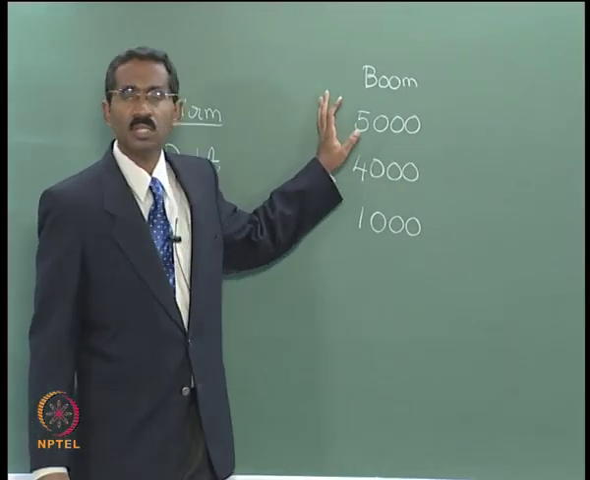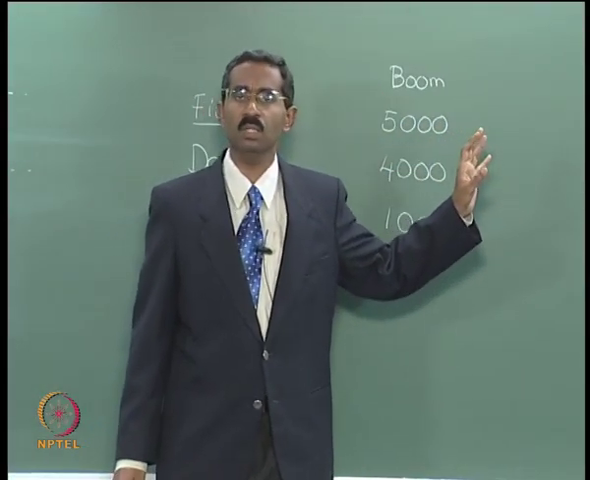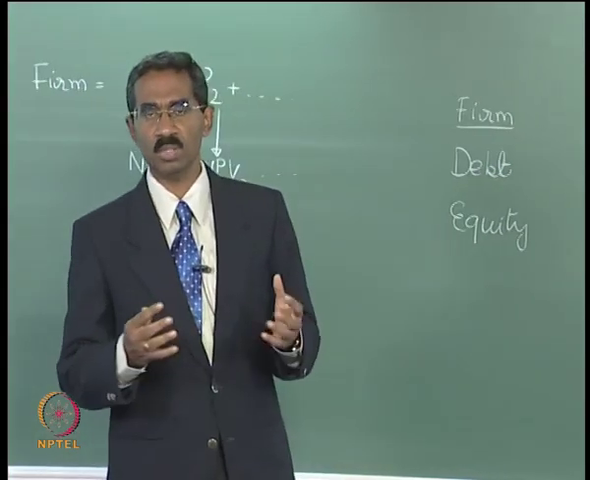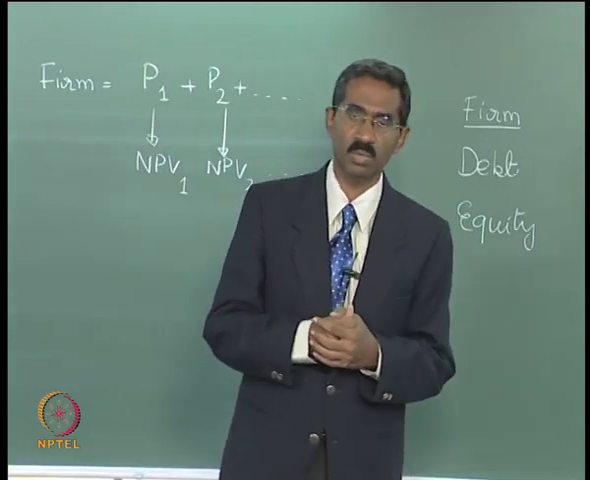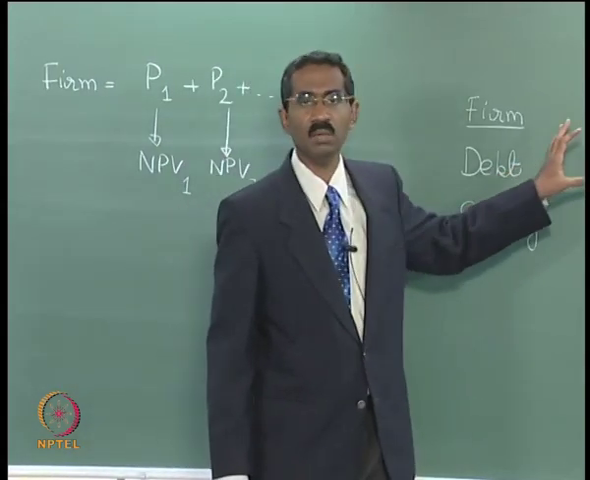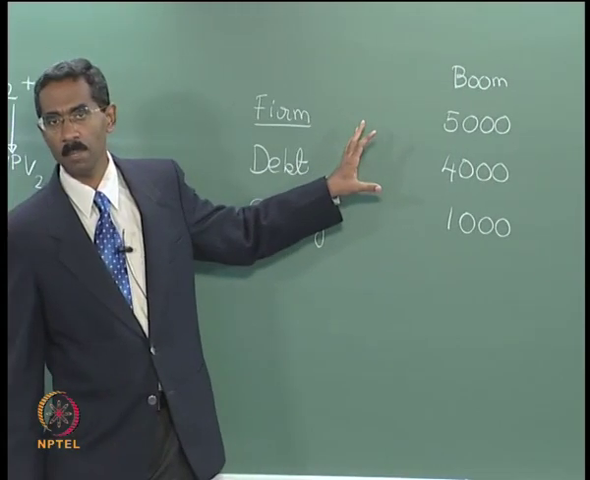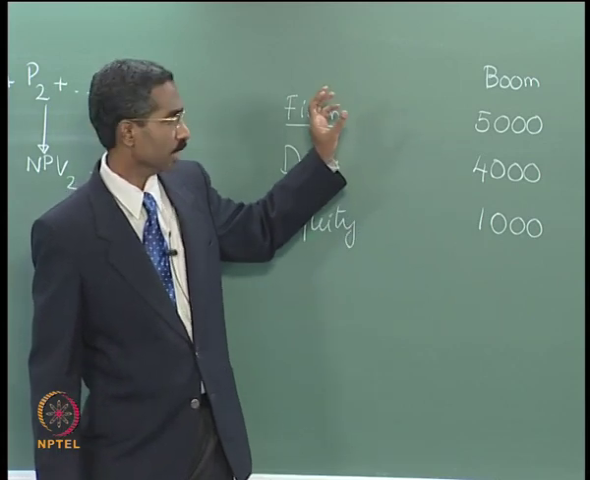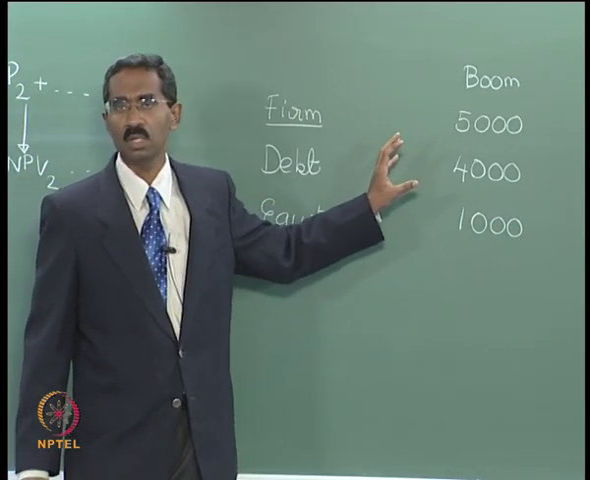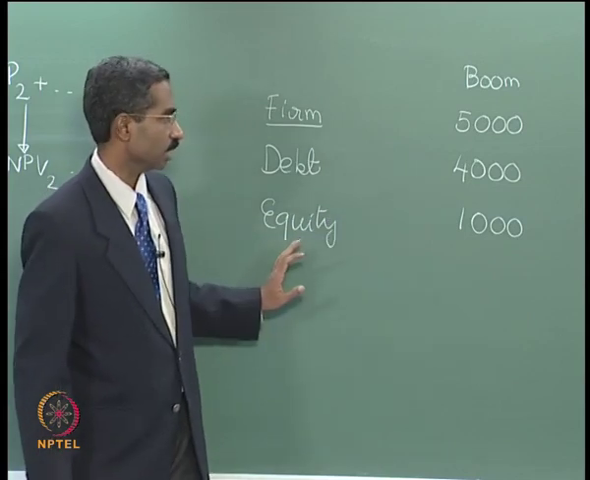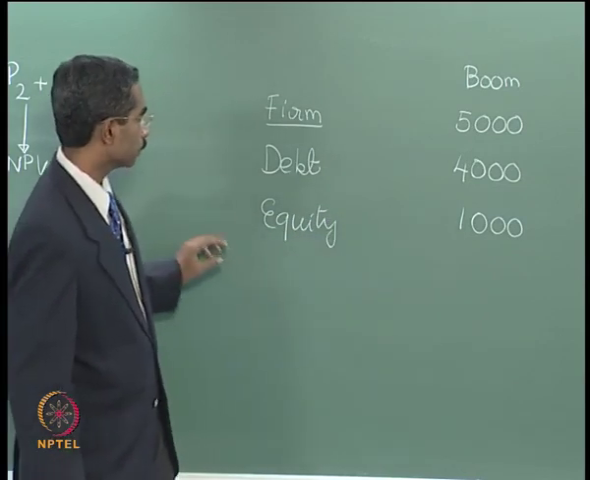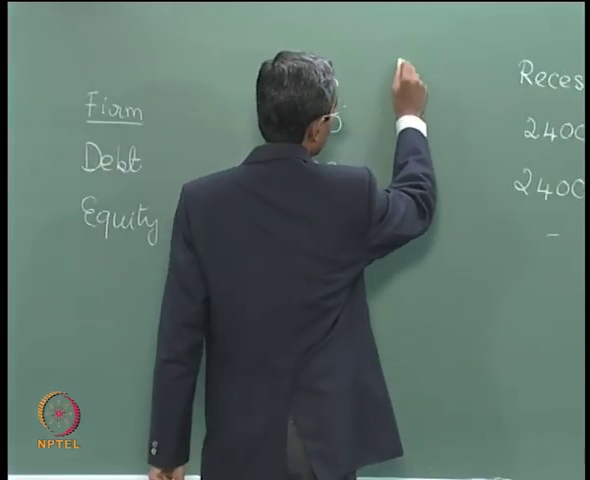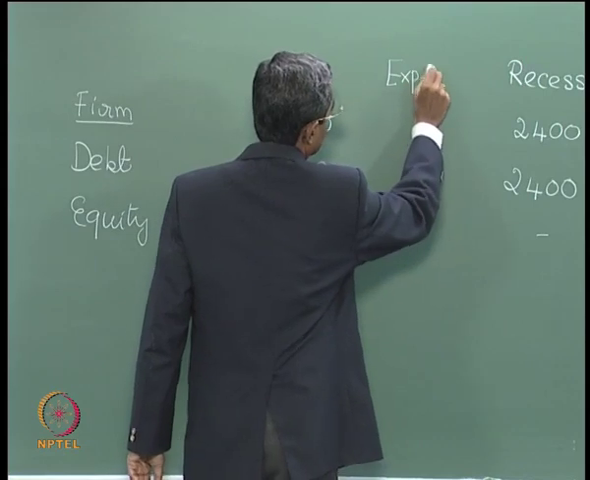So if you assume that the boom and the recession occur with equal probability, that is, the economic boom has a 0.5 probability and the recession has a 0.5 probability, we can calculate the economic value of the firm, the expected value of debt that will get repaid, and the expected value of the equity. So the expected value of the firm will therefore be, I am going to put it in between, the expected value.